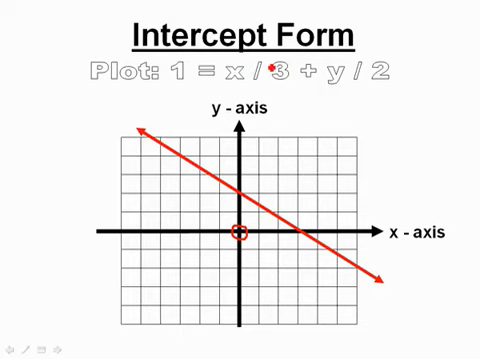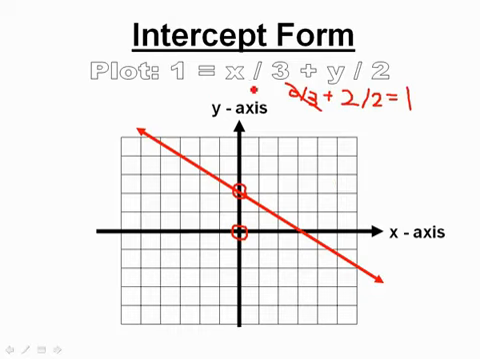So x divided by 3 plus y divided by 2 equals 1. Well, when y is 2, let's say, and x is 0, we'd have 0 divided by 3 plus 2 divided by 2, right? Because that's the point of the y-intercept. So 0 divided by 3 is 0. You can just cross that out. 2 divided by 2 equals 1. So we just proved that this point is good.